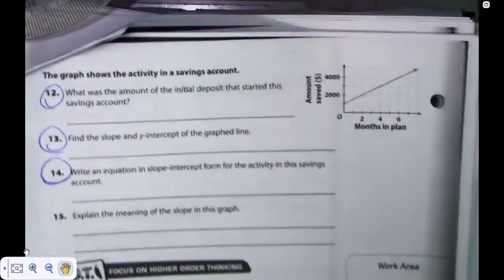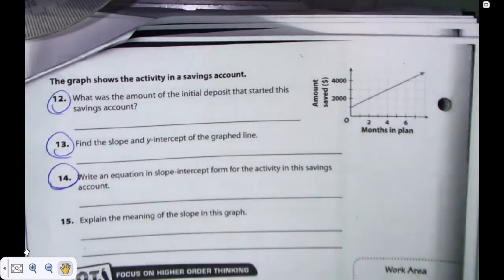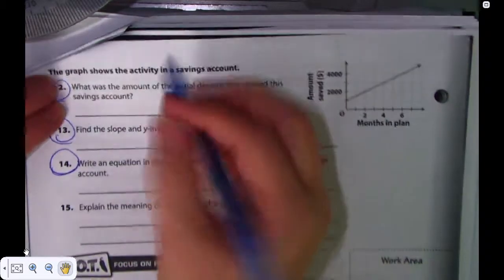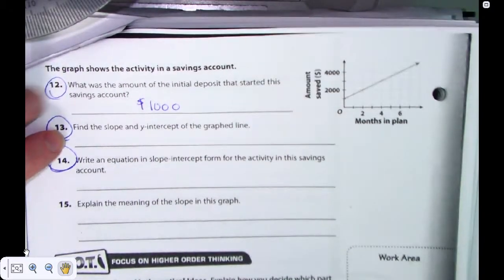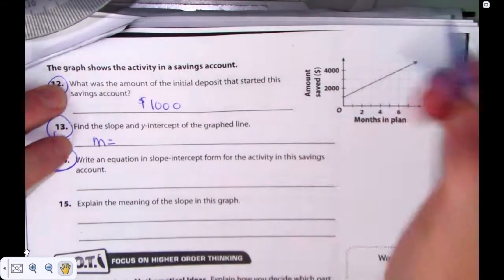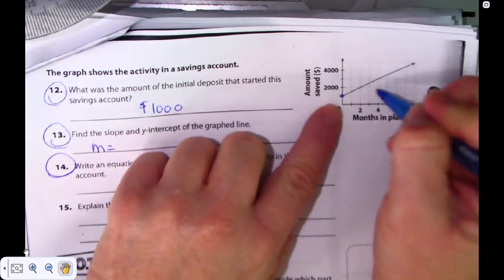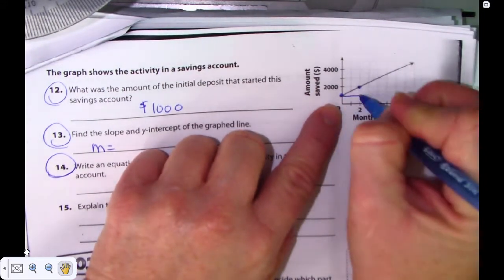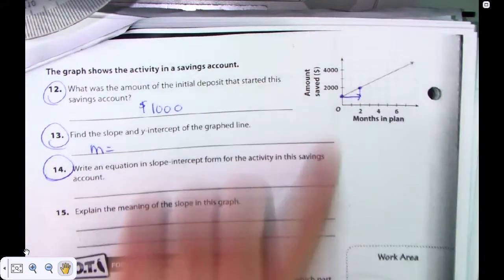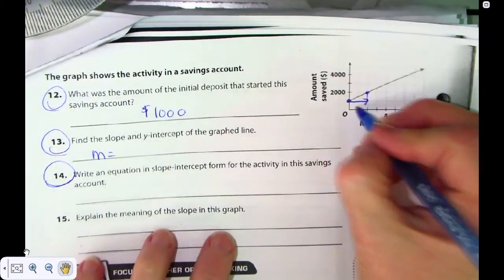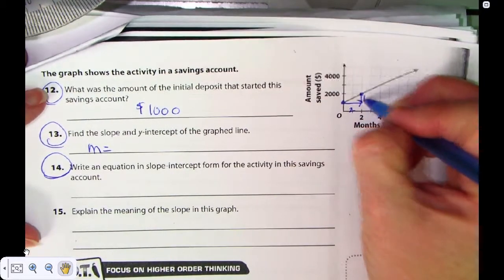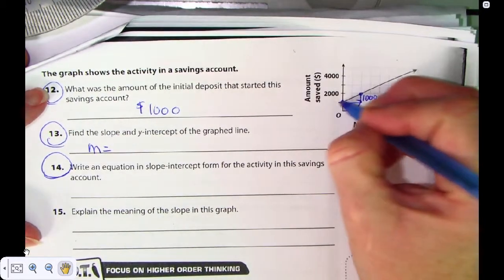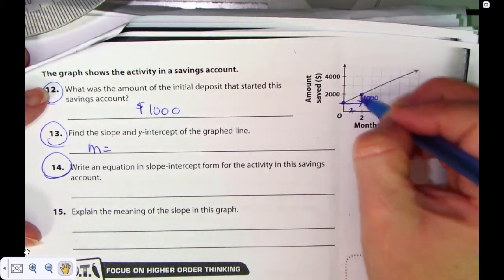Okay, on number 12, everybody stop what you're doing and let's go ahead and check. What was the amount of the initial deposit? That was easy, wasn't it? Find the slope. I used those 2 points. So you go over how many? 2. And then you go up how many? 1,000. So 1,000.